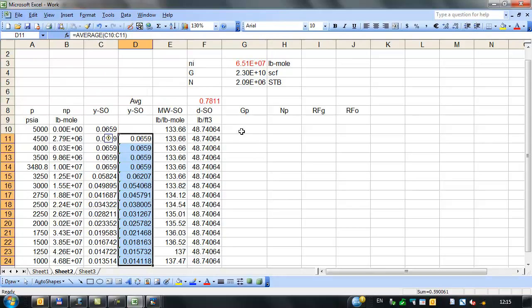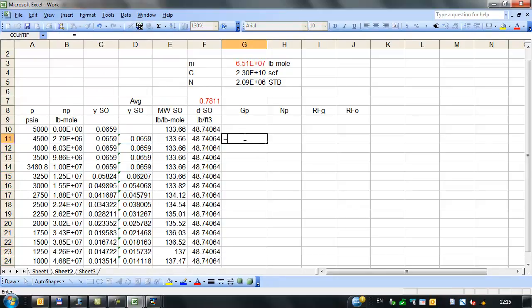And then we'll use the moles produced in that increment times the average, except it's 1 minus this, times 379, right? Okay.